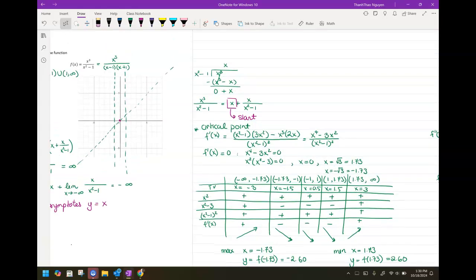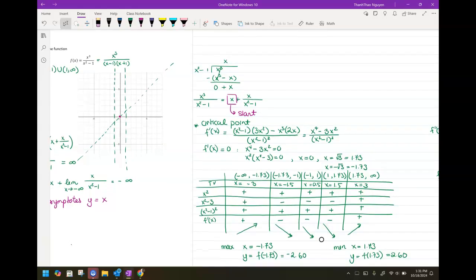Now we know that from negative infinity to negative 1.73, we have an increase. So let's see where negative 1.73 is. So let's plot that. So negative 1.73, negative 2.60, so that's our max. So let's plot that. Okay, so that's our local max. And we have a local min at x equal 1.73 and y equal 2.6.